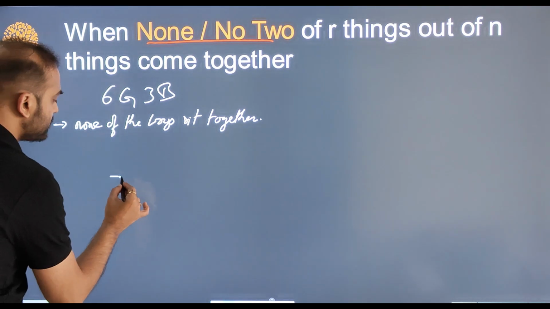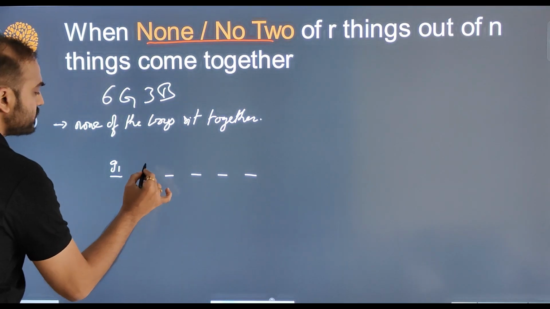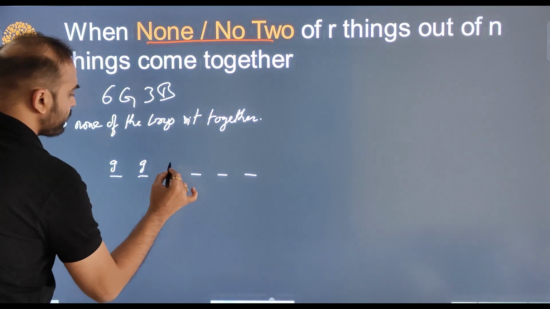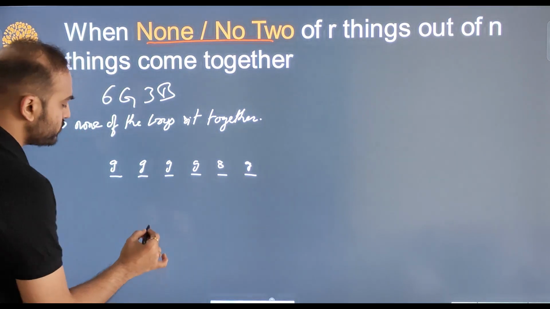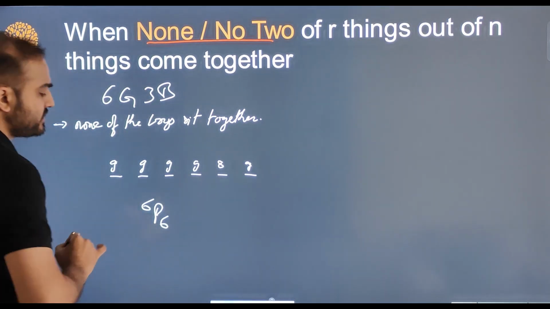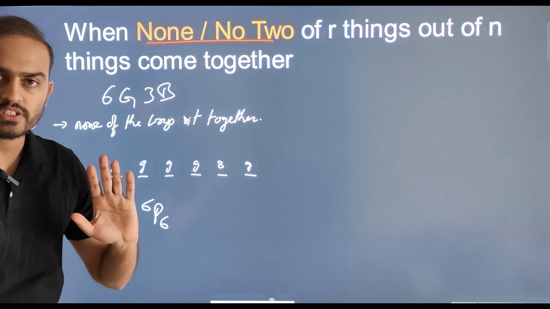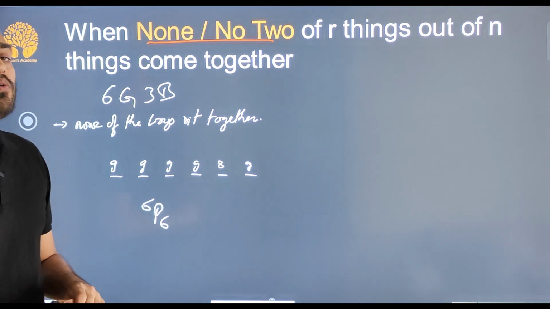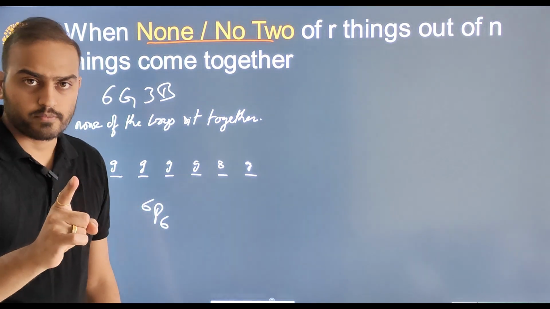Okay, so I have 6 spaces. In these 6 places the girls will sit. 6 girls, 6 positions, so 6p6. 6 girls will go and occupy 6 positions, so 6p6. Now remember, I am supposed to ensure that the boys never sit together.